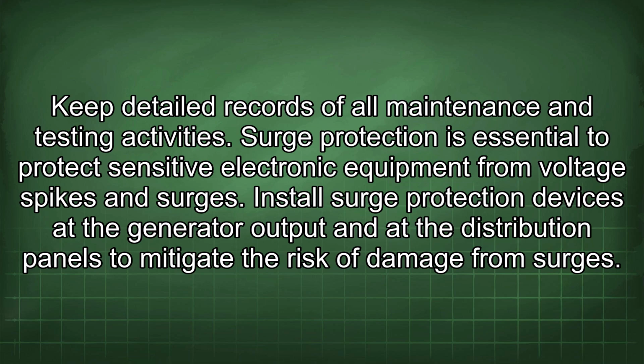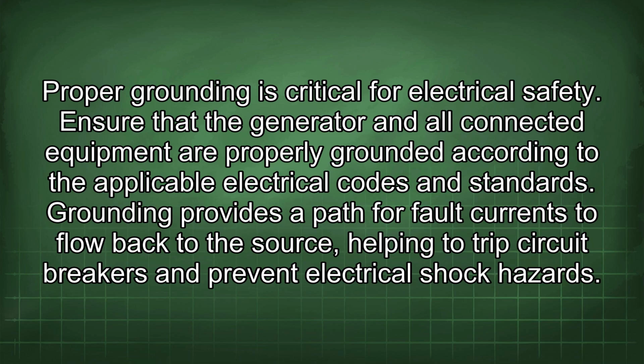Surge protection is essential to protect sensitive electronic equipment from voltage spikes and surges. Install surge protection devices at the generator output and at the distribution panels to mitigate the risk of damage from surges. Proper grounding is critical for electrical safety. Ensure that the generator and all connected equipment are properly grounded according to the applicable electrical codes and standards.